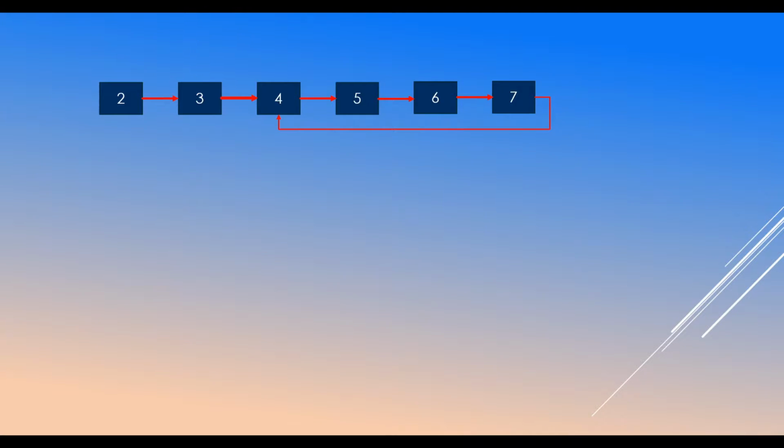So one way, let's think about it. The one way to solve this is once we start traversing from the head, we can keep a set and we can check whether that particular node exists in the set or not. If it exists, it means there is a cycle and we found the cycle. Else, if we reach the end of the list, it means there is no cycle.